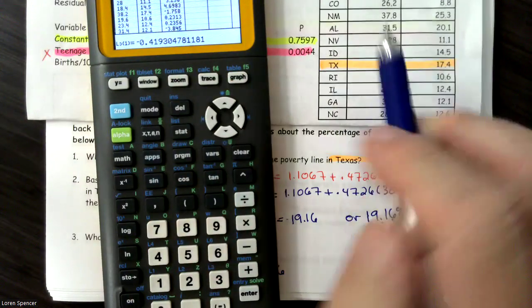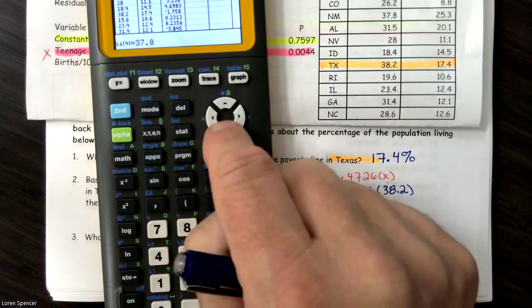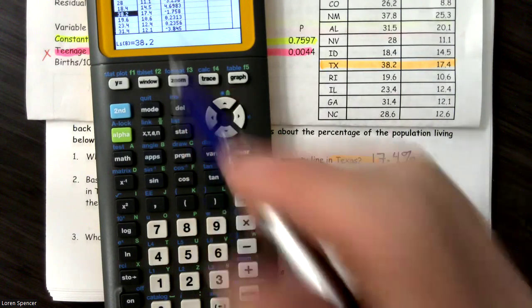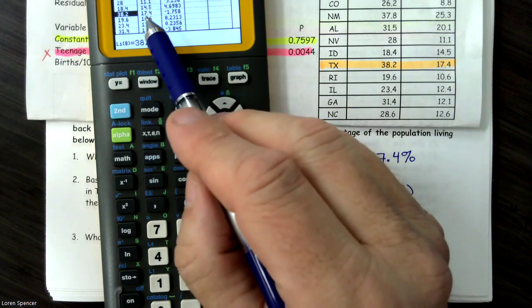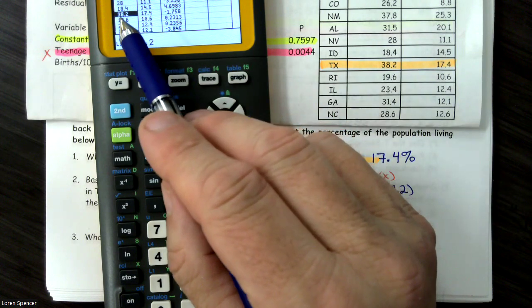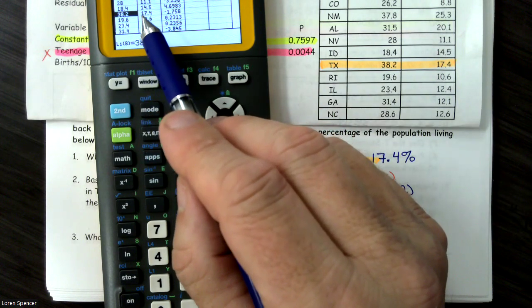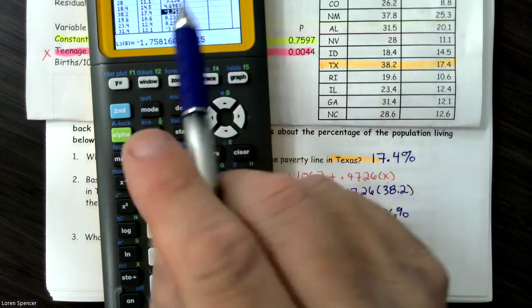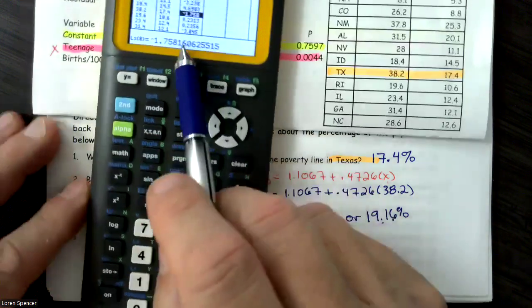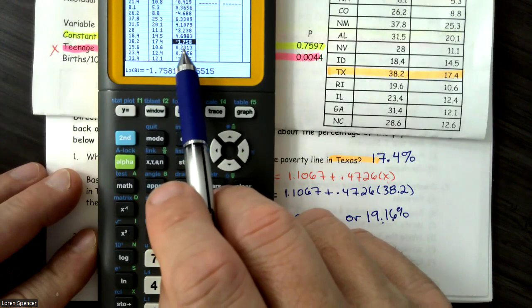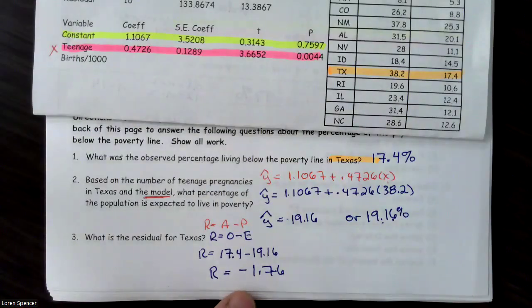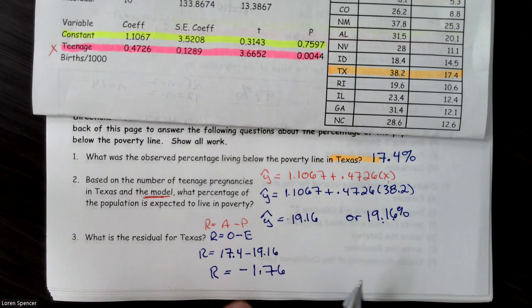Texas was 38.2, so I need to find the 38.2. Here it is. This is the observed, this was the X value, and this right here is my residual. We end up with 1.758, which is just a rounding difference, and here we have 1.76. So it could have been done on the calculator, but probably the easiest thing would have been to go through this process right here.